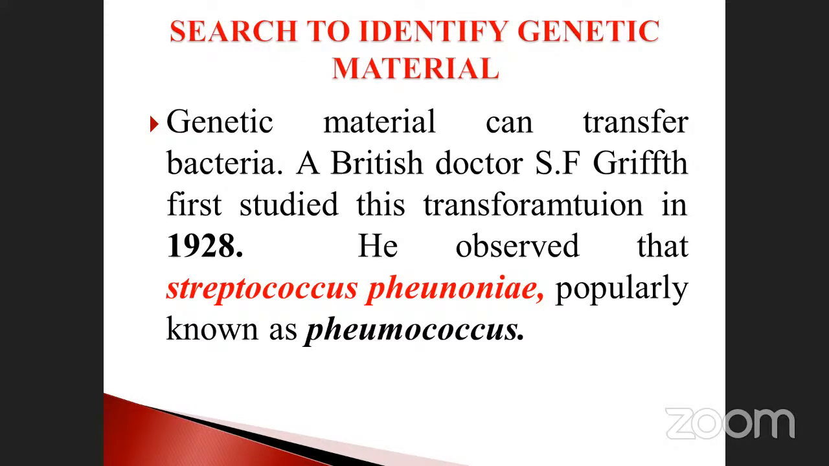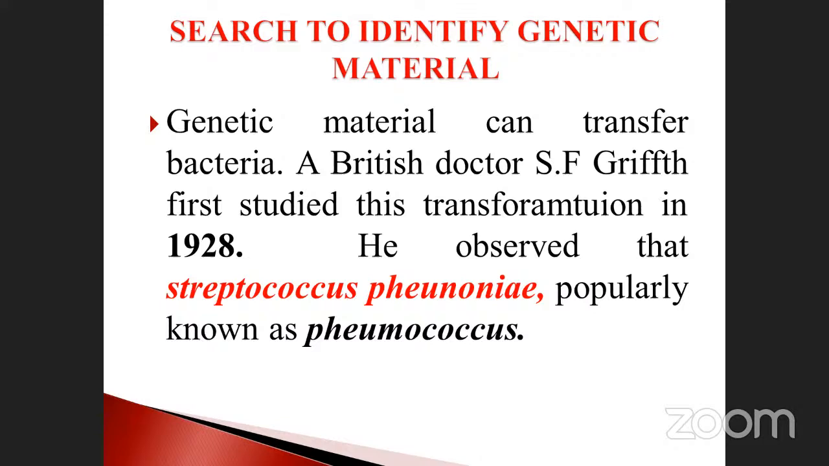Follow, please. Genetic material can be transferred between bacteria. A British doctor, S.F. Griffith, first studied this transformation in 1928. Note it down, my dear students. The year is very, very important. In 1928, the Griffith experiment observed a microorganism called Streptococcus pneumoniae, popularly known as pneumococcus. Don't forget, my dear. This is very, very important.